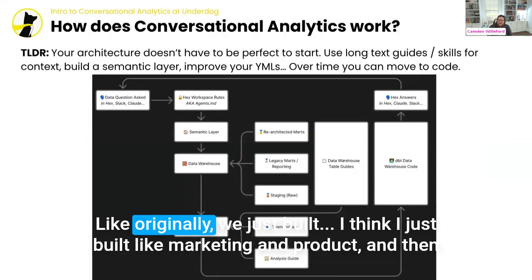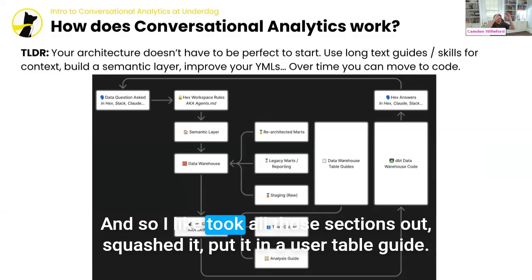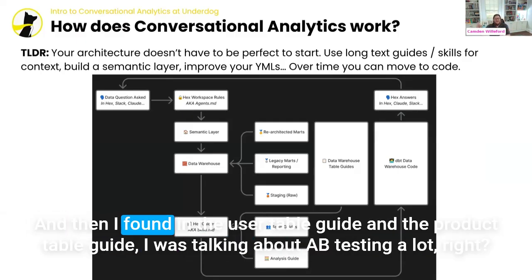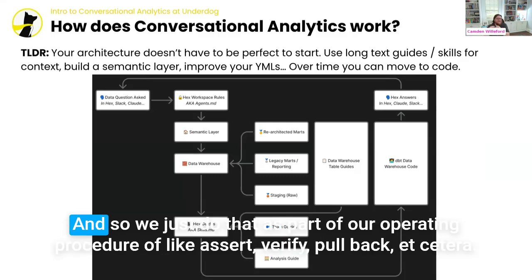Originally, I think I just built marketing and product. And then I found that some of that information was duplicative, like it relates to the users table. So I took all those sections out, squashed it, and put it in a user table guide. And then I found in the user table guide and the product table guide, I was talking about A/B testing a lot, right? So the context was growing. So make an A/B testing guide. And we just do that as part of our operating procedure of assert, verify, pull back, etc.